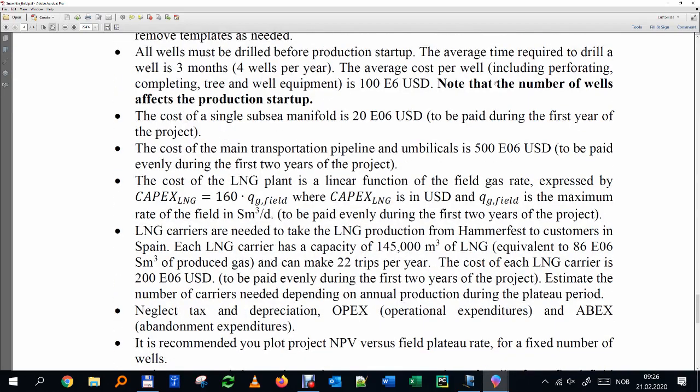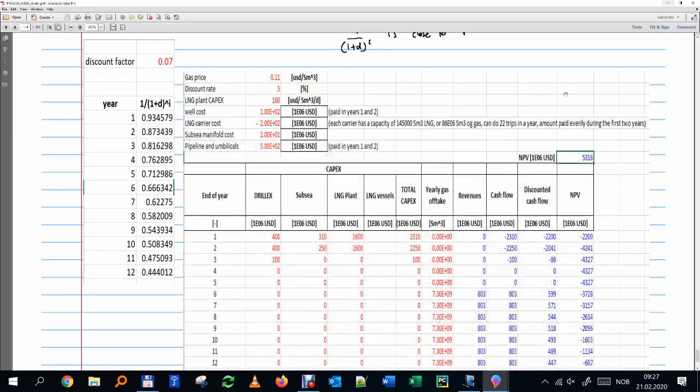Subsea manifold to be paid during the first year. The manifold, we didn't discuss it so much, but it's the structure that houses all the wells. You have 4 slots that you put on the seabed, and you use that as a structure from where to drill the wells.